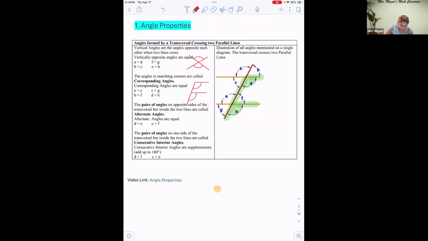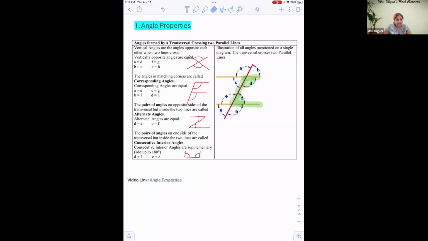Alternate angles are denoted by a Z shape. So this is the letter Z. Angle C is equal to angle F. And last but not least, co-interior angles are denoted by a U. So this is a U. So it means that D and F sum to give 180 degrees.